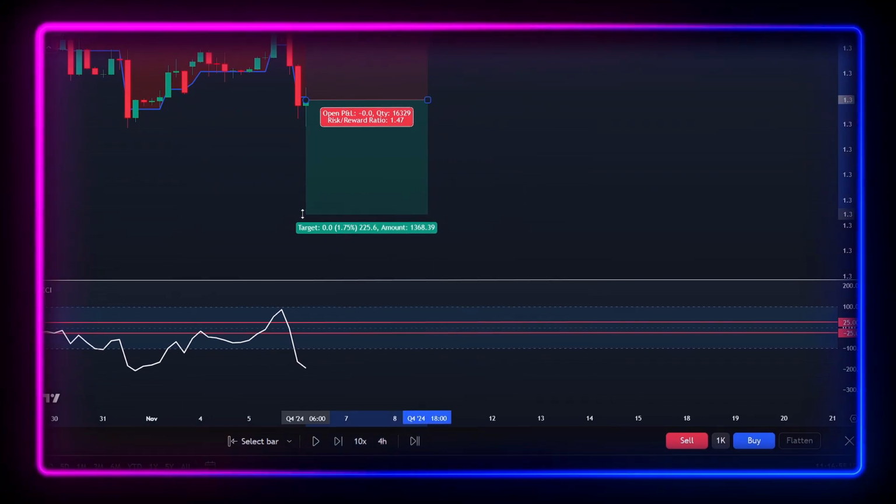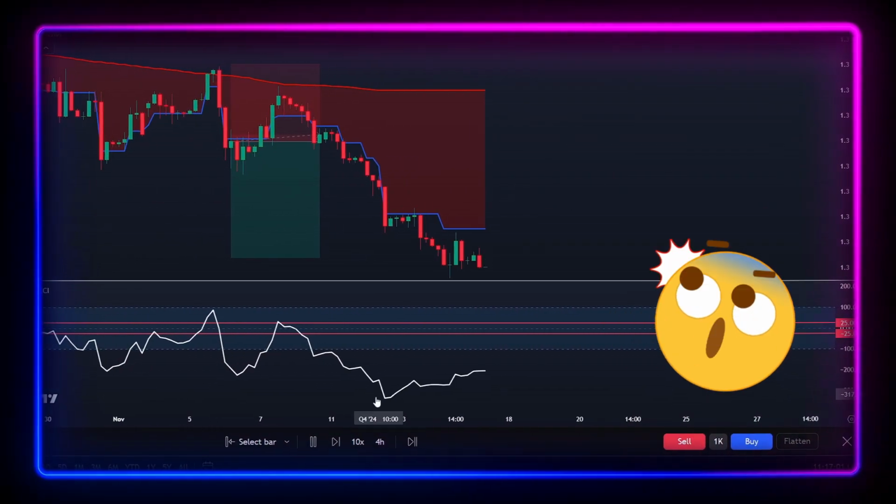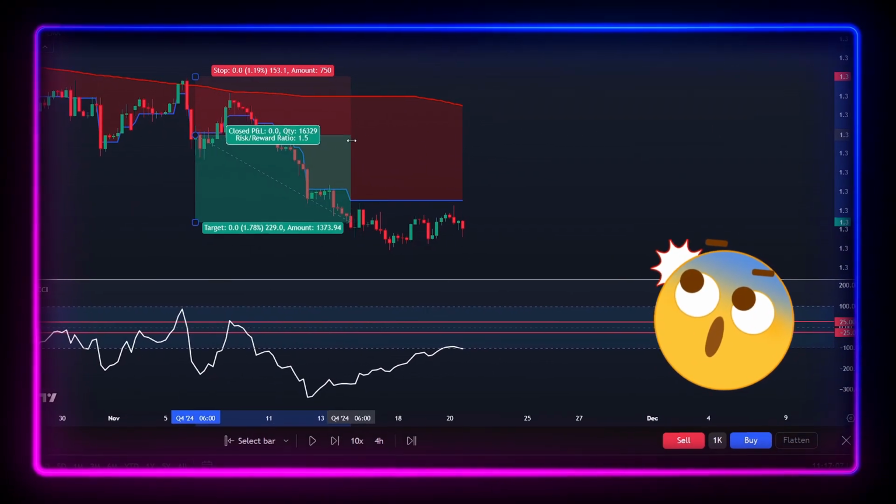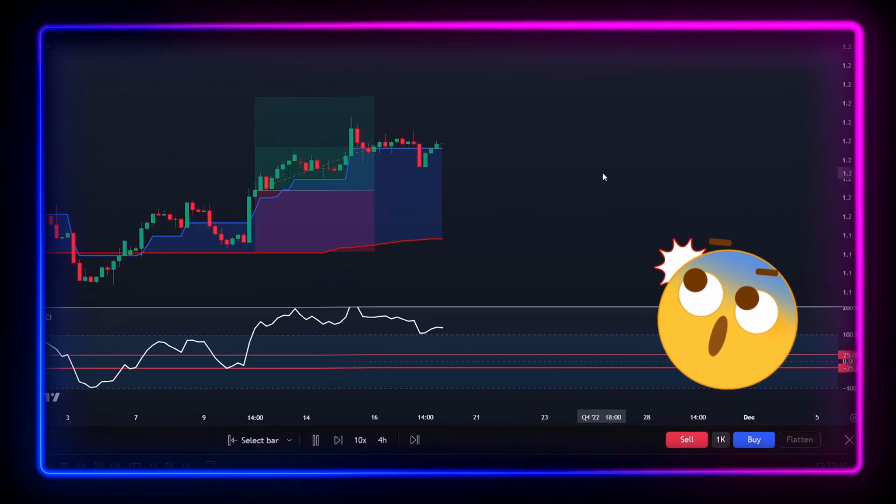So to remove false trend predictions and be assured that you are opening a position according to the trend, I will share with you a strategy that gives amazing results. Let's get started.